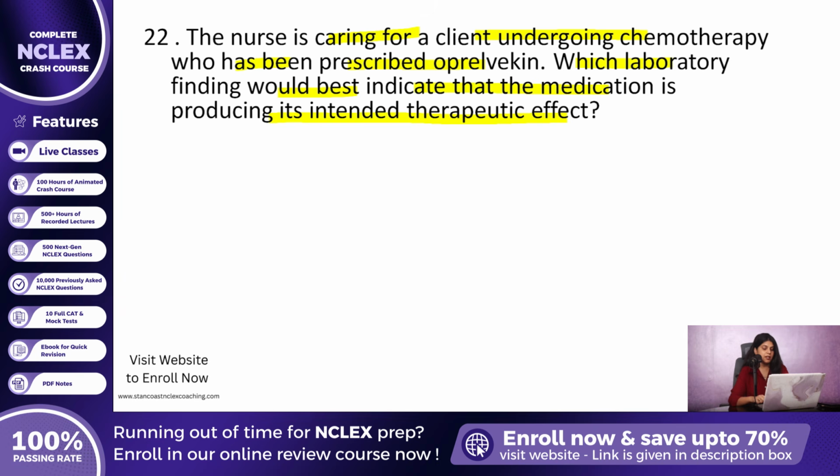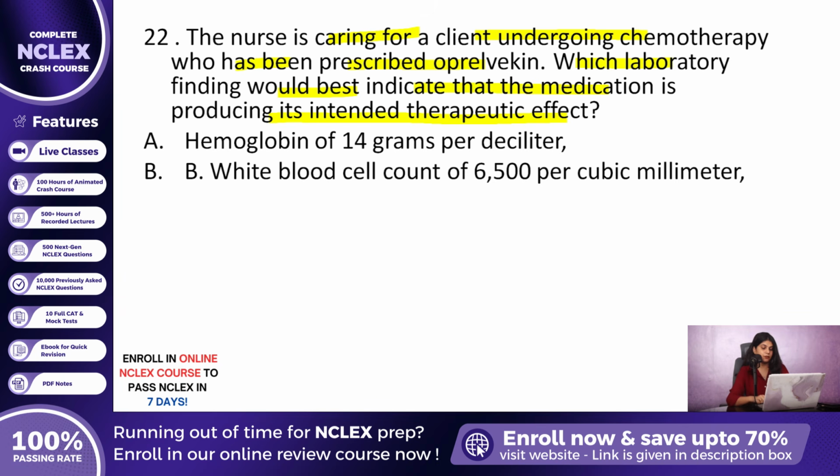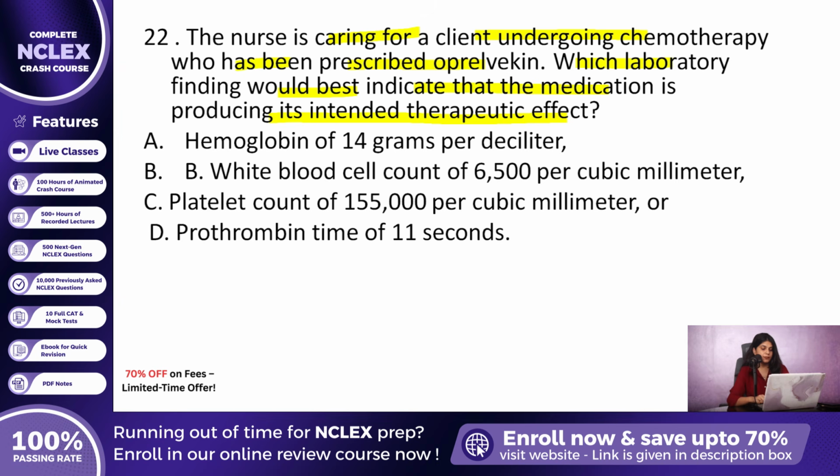The options are A. Hemoglobin of 14 grams per deciliter, B. White blood cell count of 6,500 per cubic millimeter, C. Platelet count of 155,000 per cubic millimeter, or D. Prothrombin time of 11 seconds. The correct answer is option C. Platelet count of 155,000 per cubic millimeter.